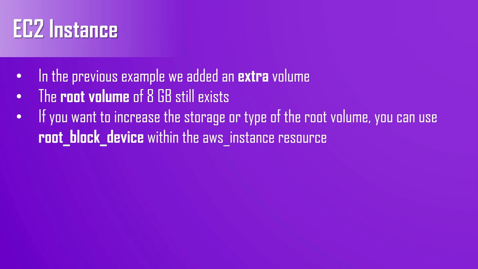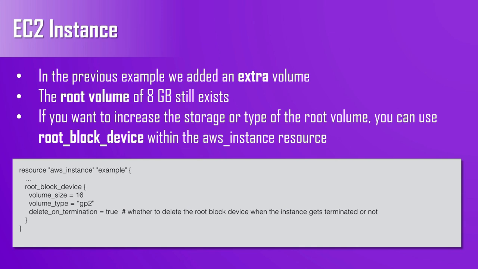If you want to increase the storage size of the root volume, you can use root_block_device within the AWS instance resource. This is how it looks. You specify the root block device with a volume size, in this case 16 GB, and you can also specify the volume type here, gp2. You can also specify the delete on termination flag, which I talked about earlier. You can say that when this instance is terminated, you don't want AWS to remove this EBS volume.